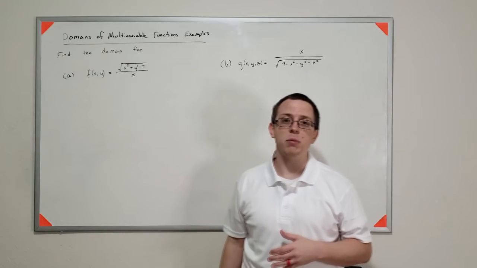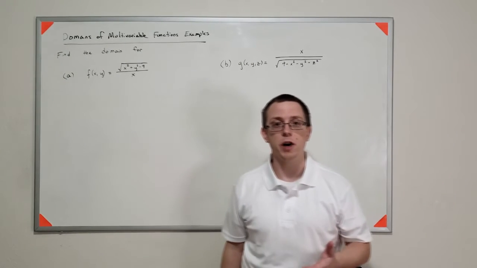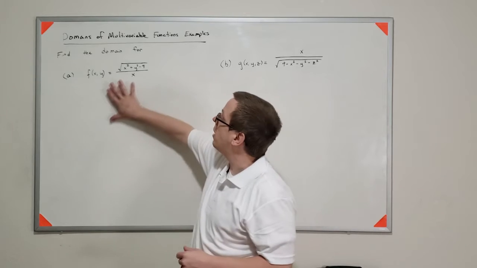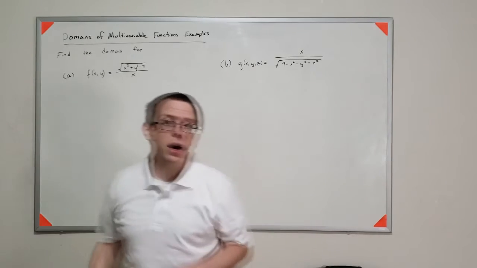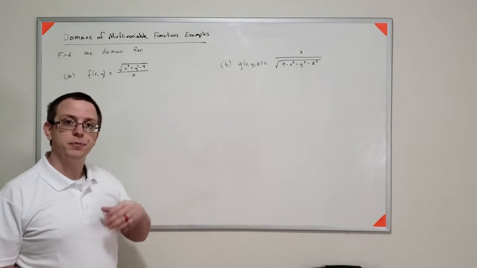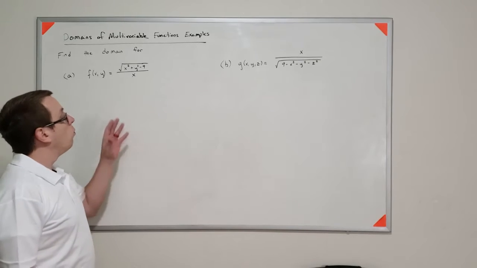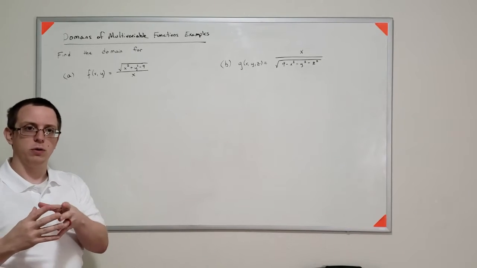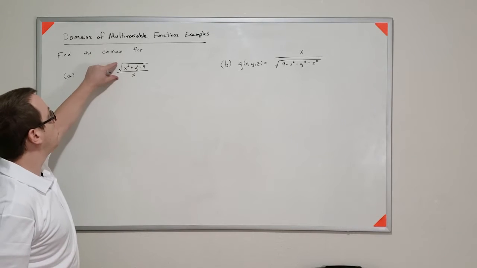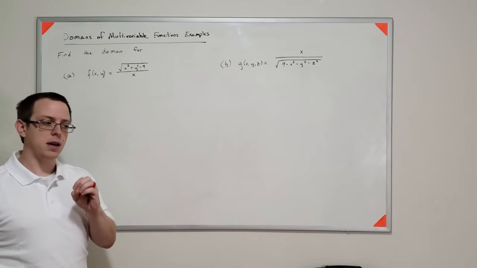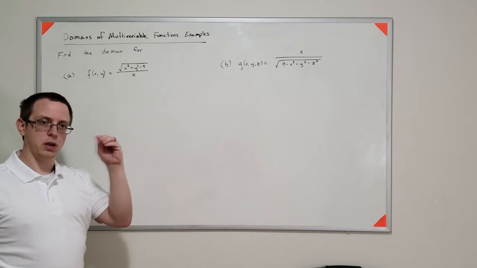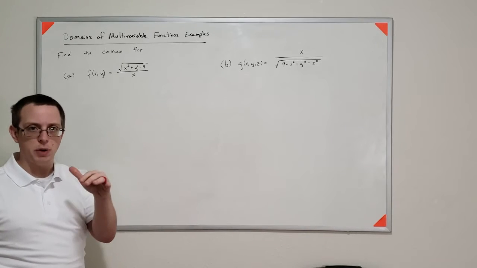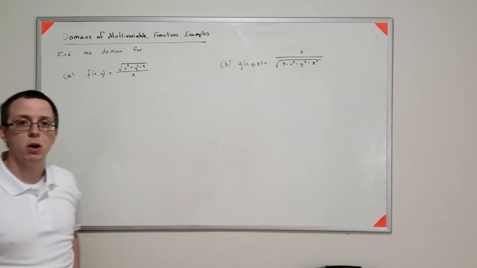Now we're going to do some examples of finding the domains for some multivariable functions. So I have two functions here, and I want to be able to find their domain. To do that, we need to think about what values are allowed based on this construction. So I have a fraction, and what I know is that the denominator of a fraction can never be 0.